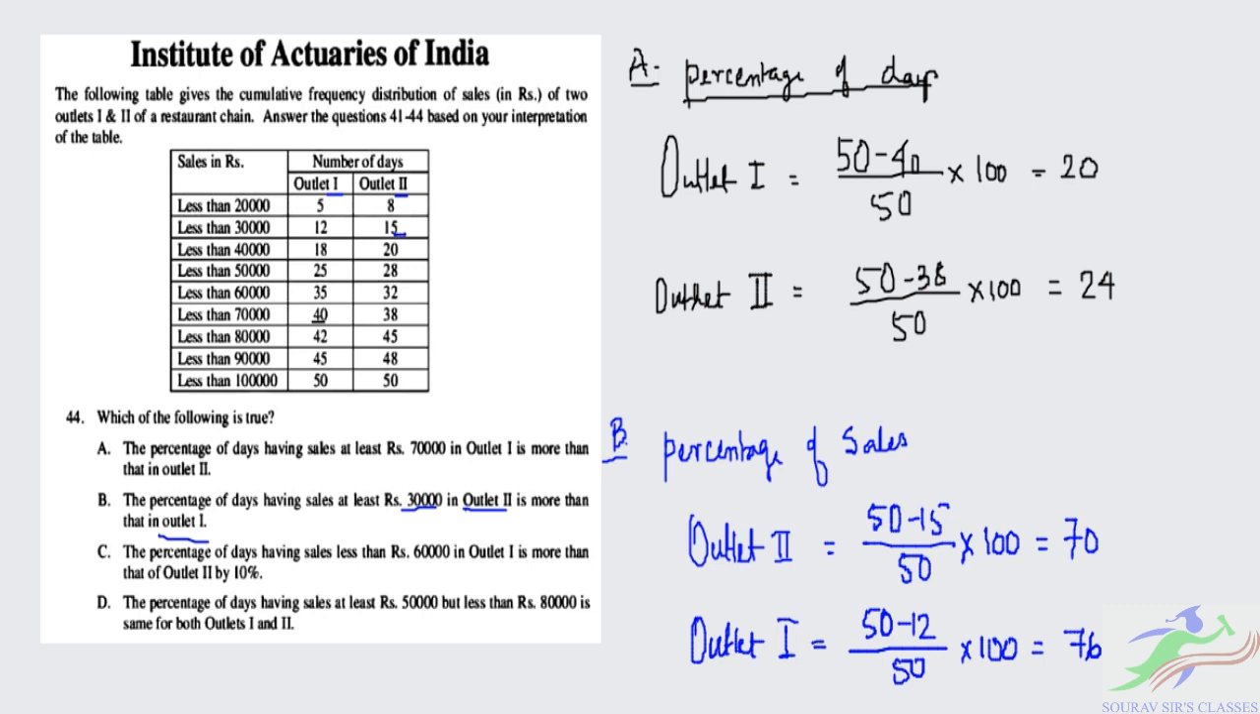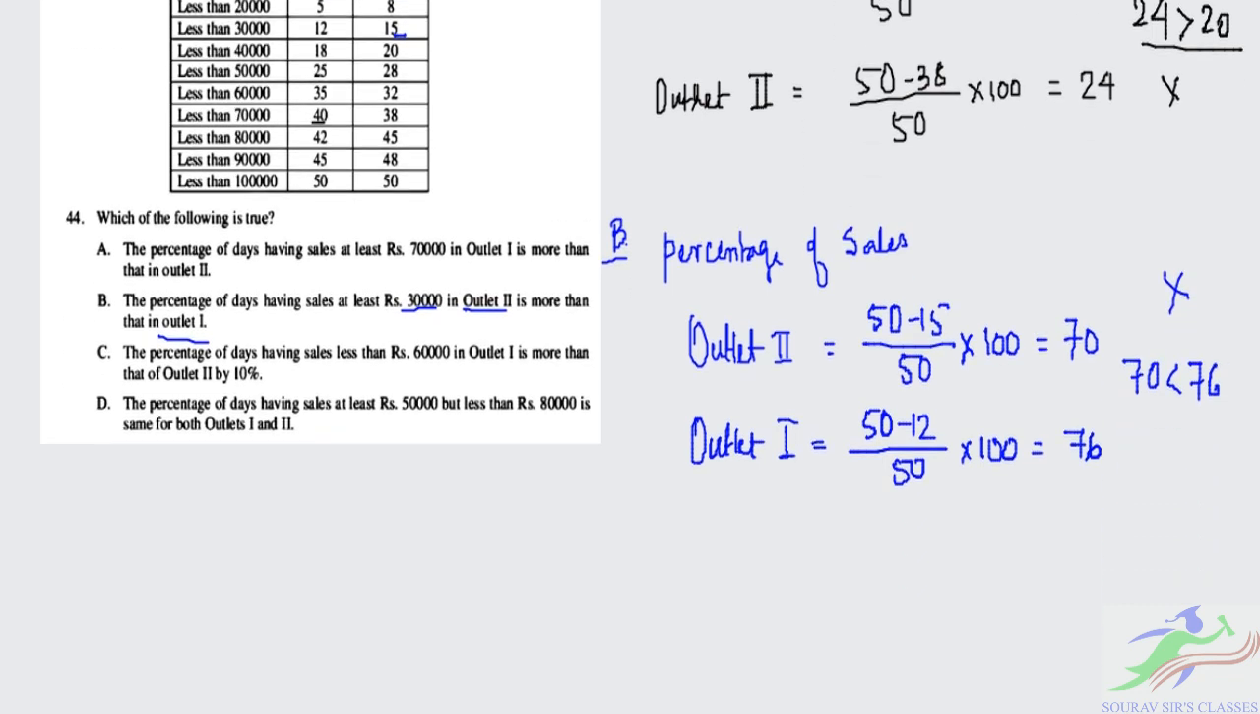So the percentage of days having sales at least 30,000 in outlet 2 is less than outlet 1 because 70 is less than 76, and here similarly we have 24 is greater than 20, right? So that's why it is not possible. Option B is also incorrect. Let's check with option C.